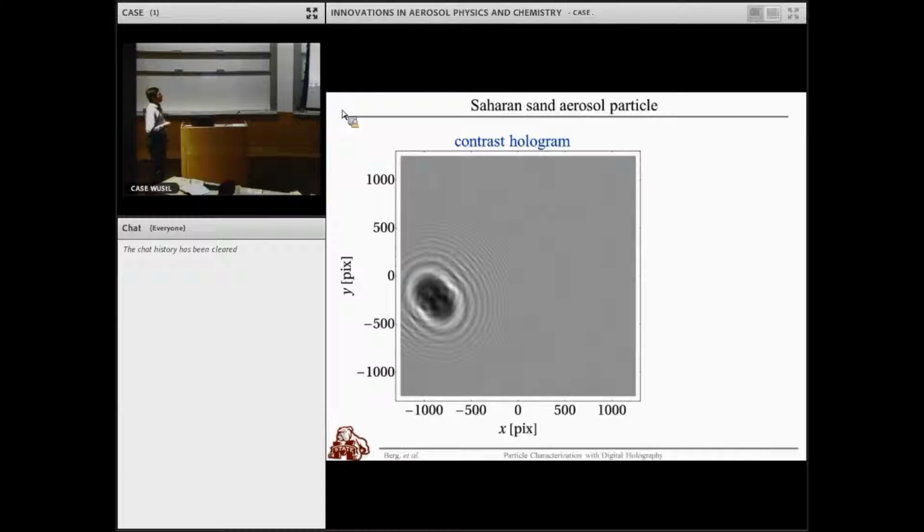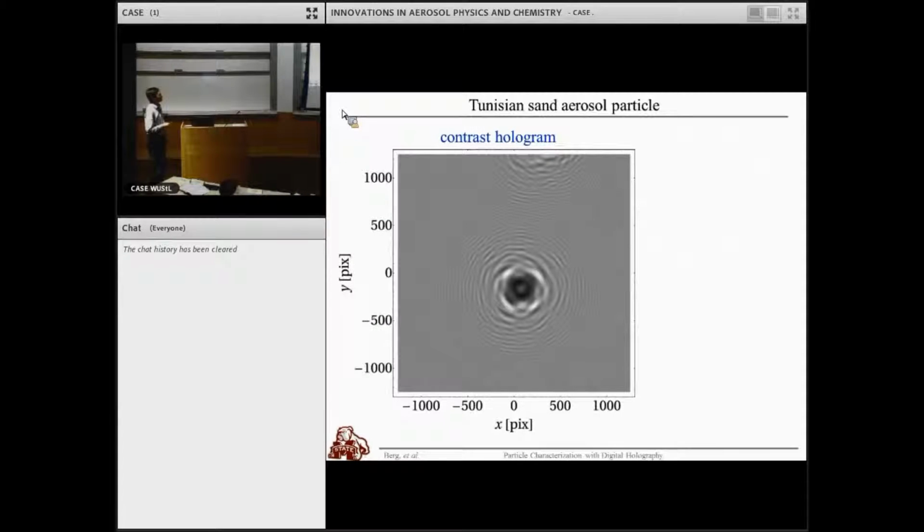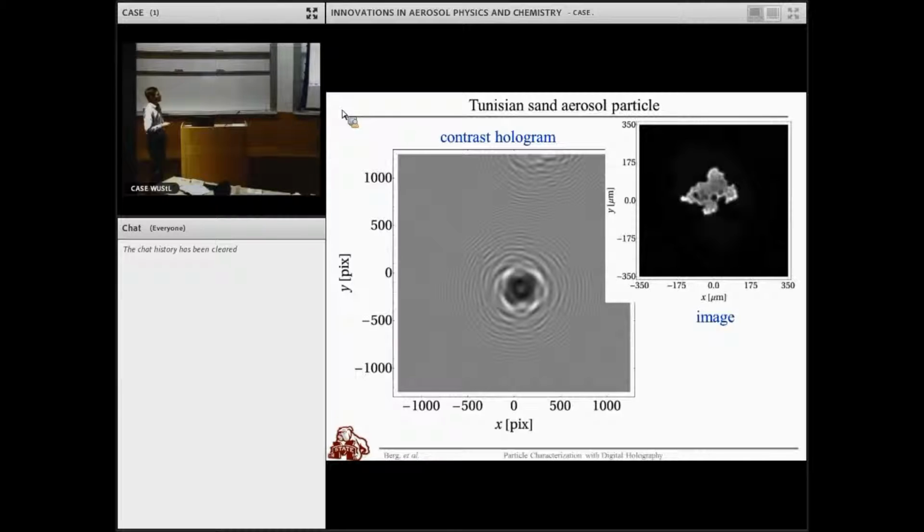A couple of other examples here. Here's a Saharan sand aerosol, so a Saharan sand particle hologram. Reconstruct an image, and you see you get a nice blob, potato-shaped looking sand particle. Again, it's pretty big because we're in the coarse mode. And then lastly, the Tunisian sand. And you can tell right away that there's vastly different morphologies between these two particles, but you wouldn't have been able to say that in any general sense if I only gave you the contrast holograms.